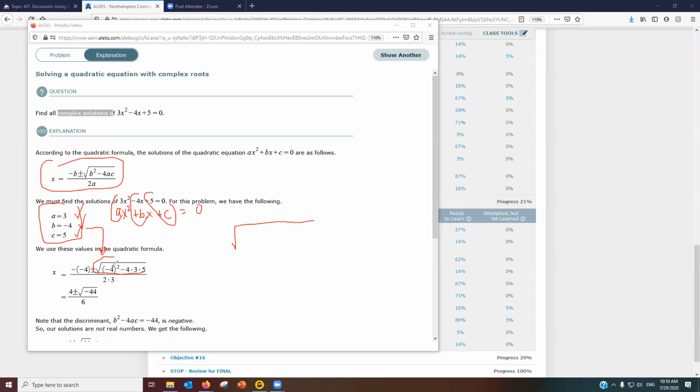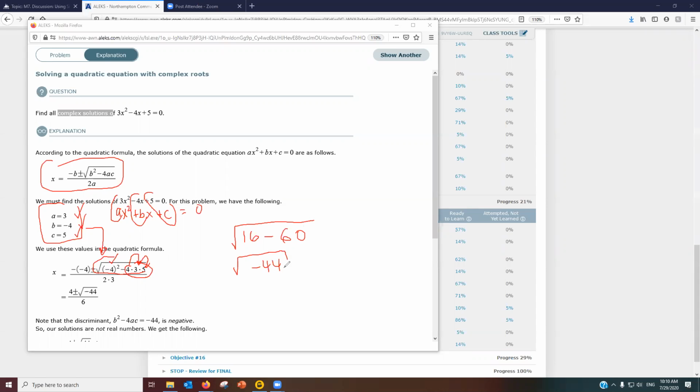Well, I'm going to work out the exponent first. -4 squared here is +16. Then I got to do this multiplication. 4 times 3 is 12. 12 times 5 is 60. So this is going to be square root of 16 minus 60. When I work that out, that's a -44.